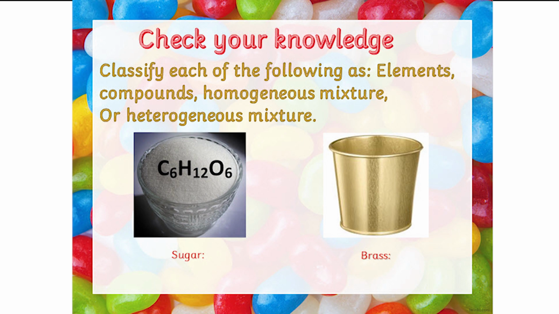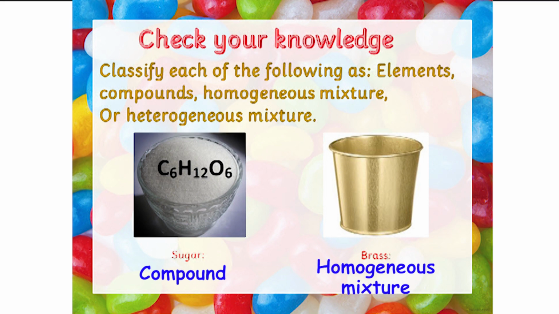It's clear from the chemical formula of sugar that it's formed from three types of atoms chemically combined, which are carbon, hydrogen, and oxygen. And then sugar is a compound. Maybe you're not familiar with brass. It's a mixture of two metals, zinc and copper. Are you able to differentiate the particles of zinc from the particles of copper? No. So, brass is an example of homogeneous mixtures.